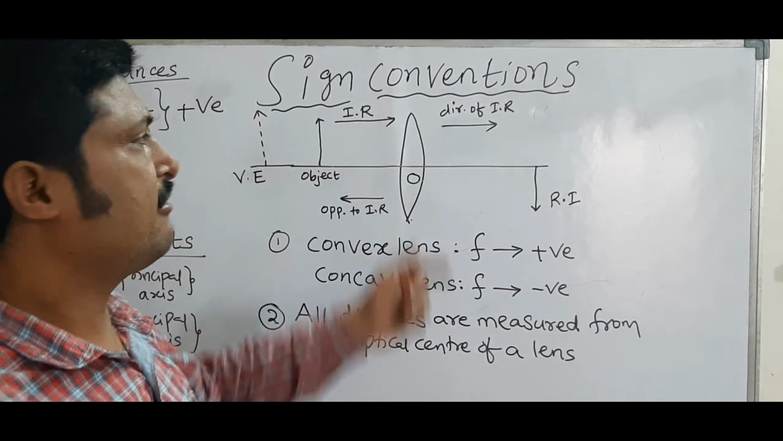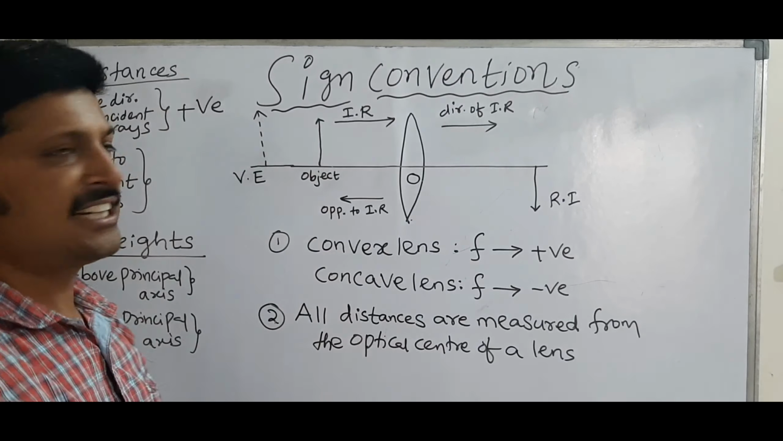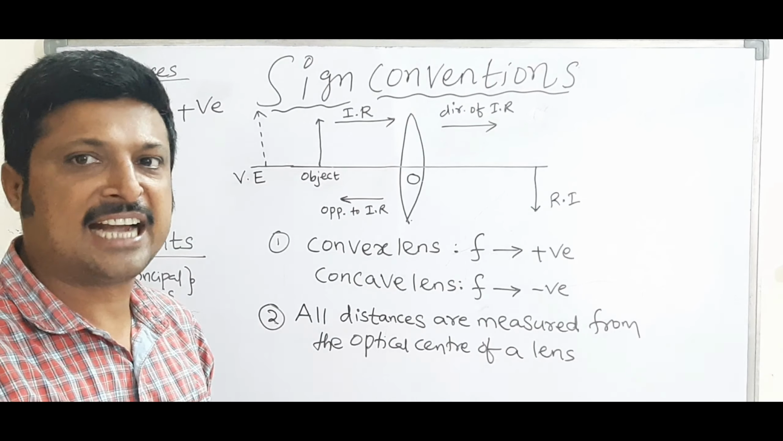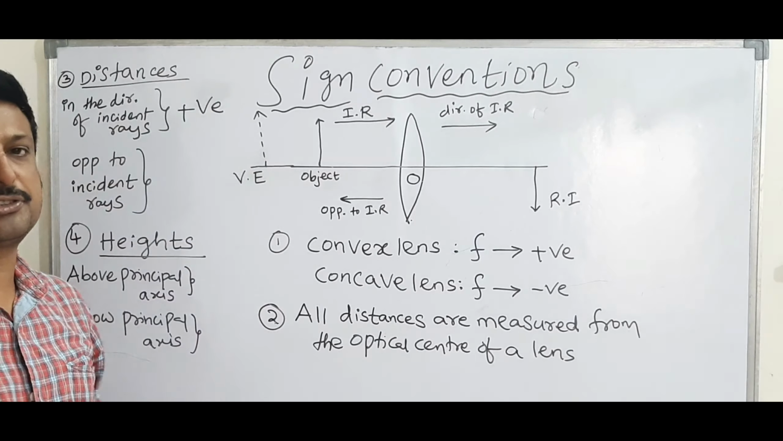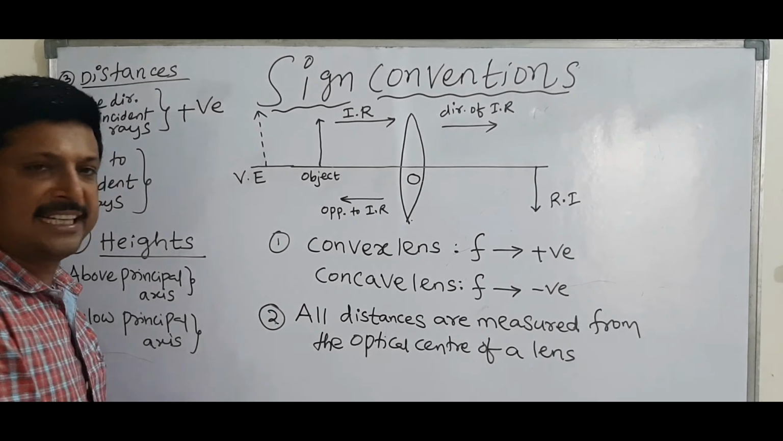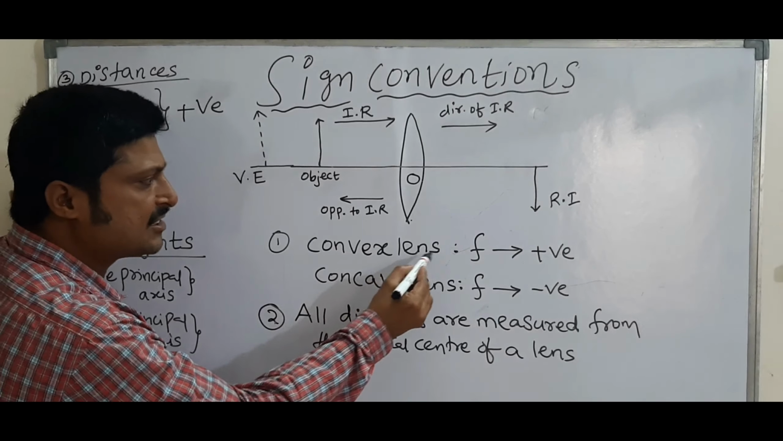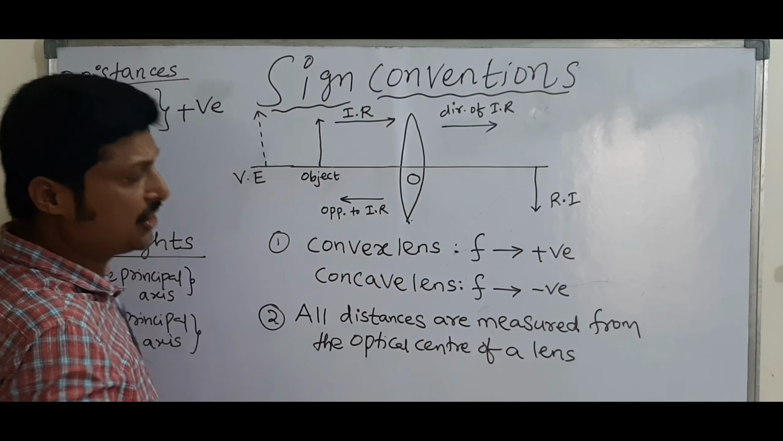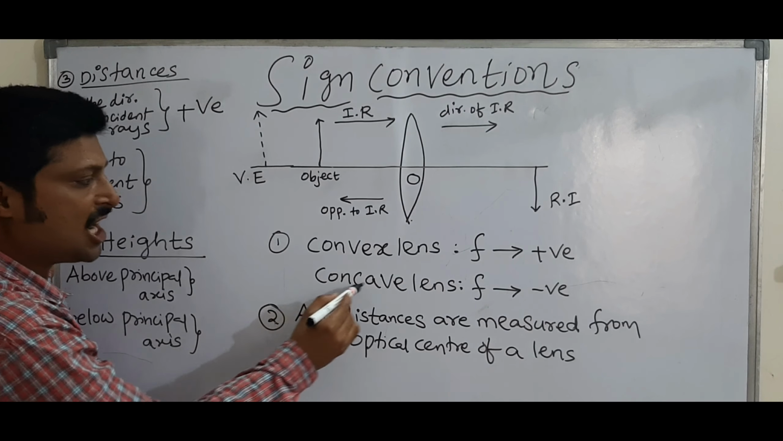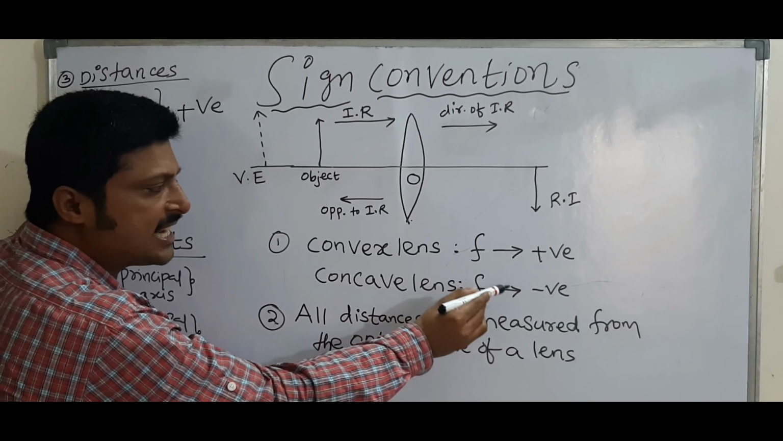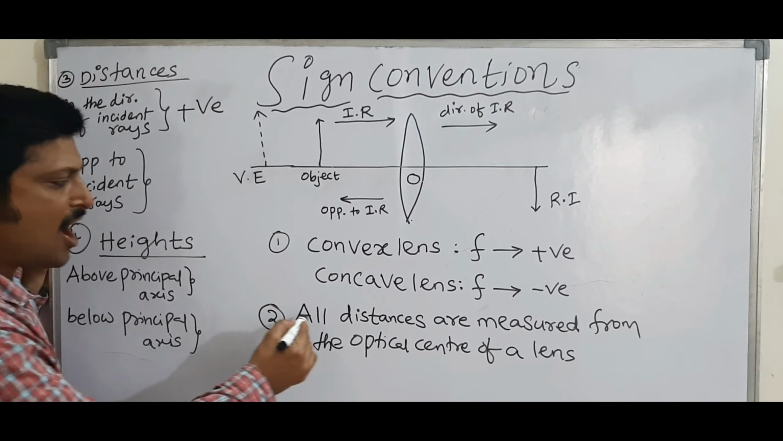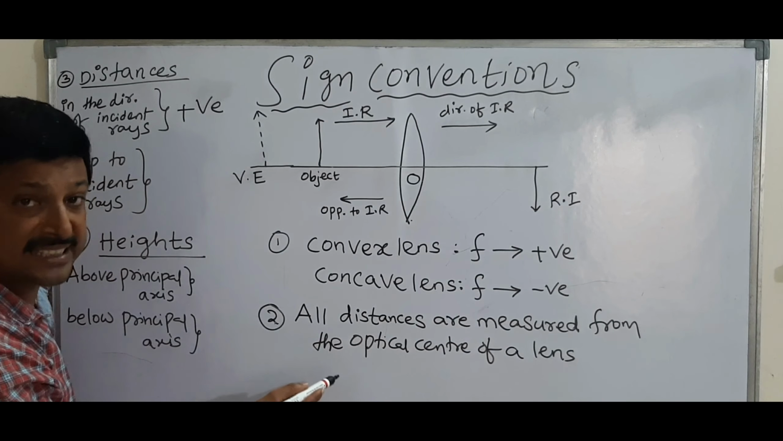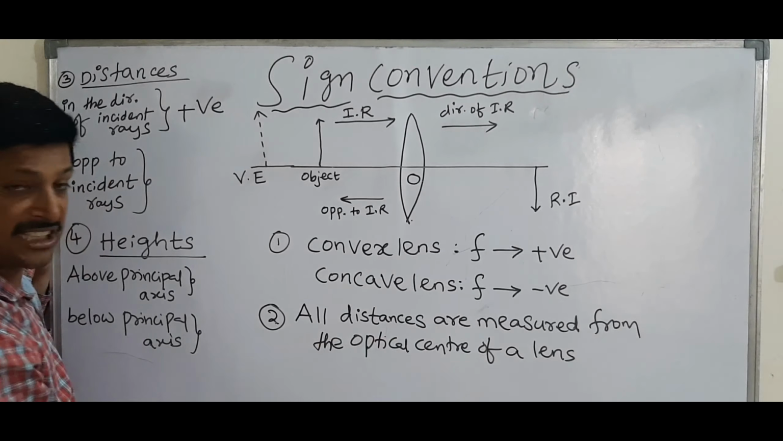Everyone, today we are discussing the sign conventions for concave lens and convex lens. There are 4 rules. The first rule is for convex lens, focal length is positive. For concave lens, focal length is negative.